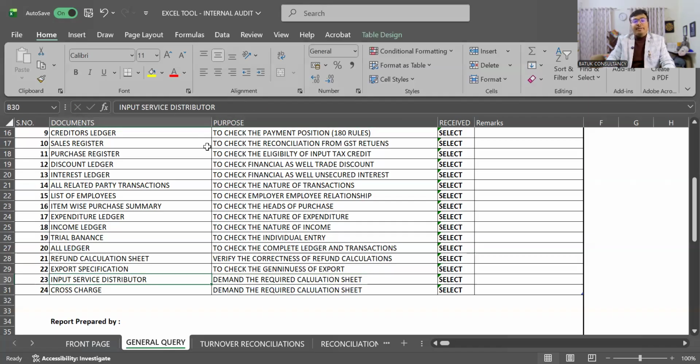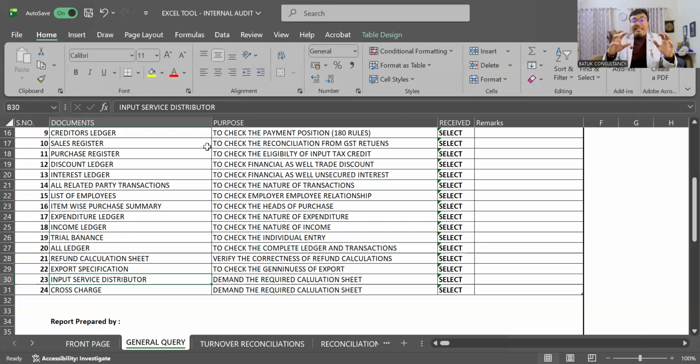Input service distributor or cross charge. If this particular industry is involved in the ITC transfer as an input service distributor, taking the centralized services and distributing the same to various branches on behalf of branches, or services utilized by the branches, in that case ITC should be transferred to various branches. That should be done through the ISD, input service distributor. So check the ISD calculation.